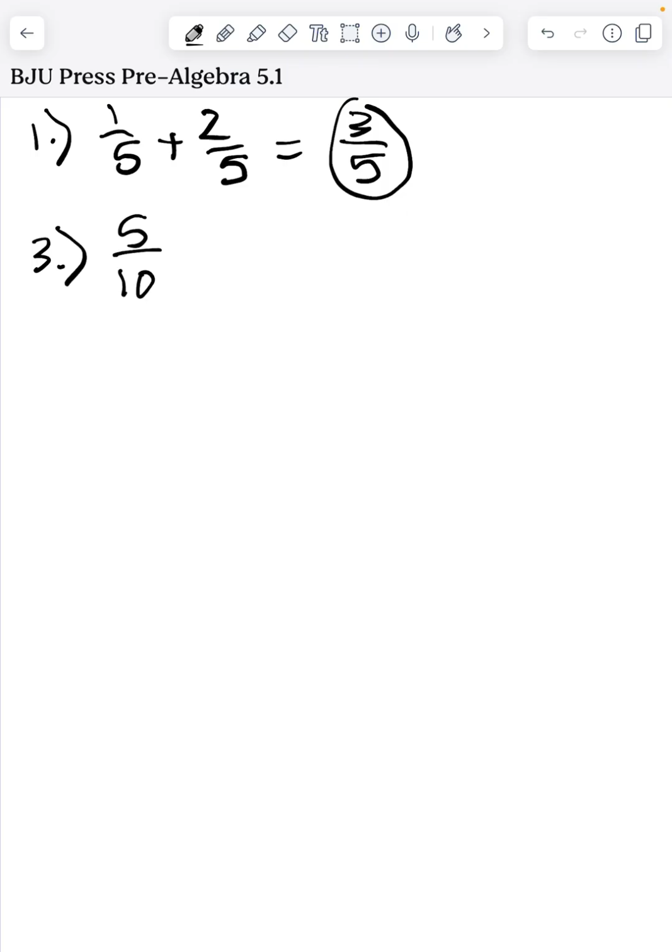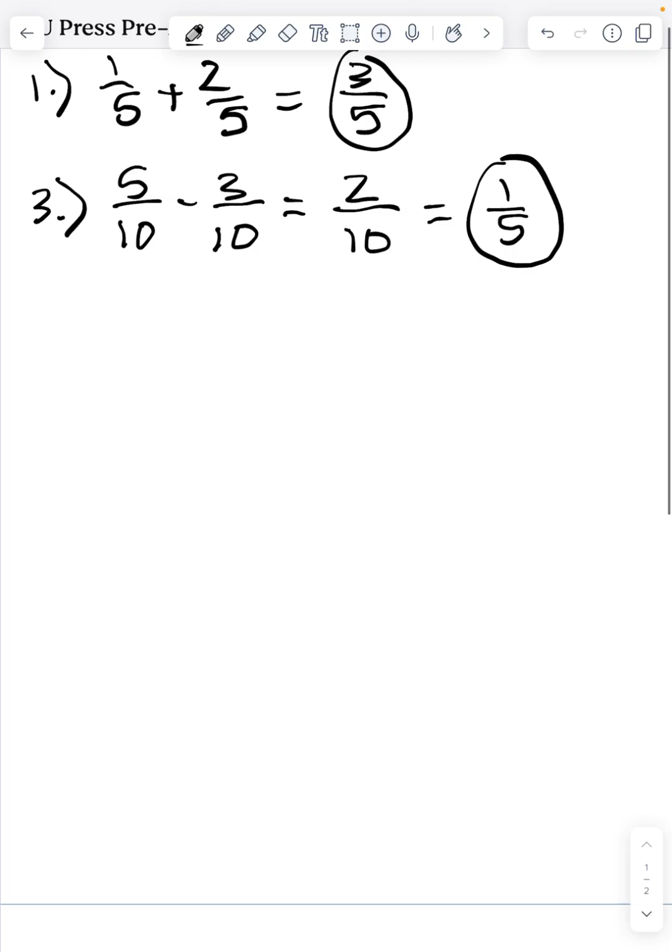Number 3, 5/10 minus 3/10. Again, already have common denominator with the tenths, so we're just going to do the numerators. 5 minus 3 is 2/10, and then just double check that it's reduced. So we'll divide both the numerator and the denominator by 2, leaving us with 1/5.